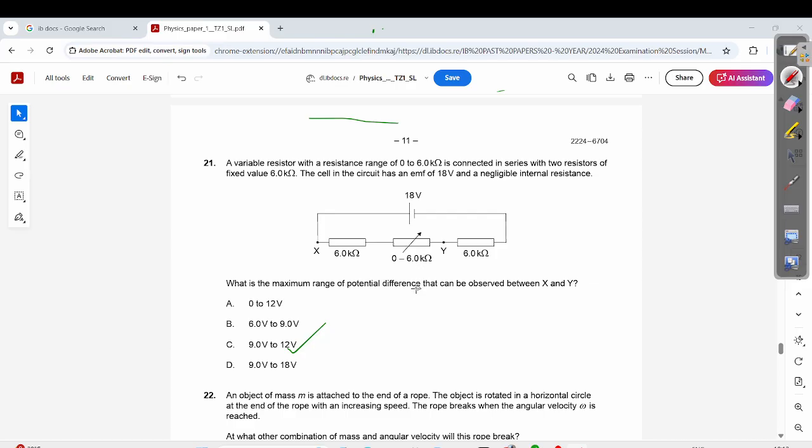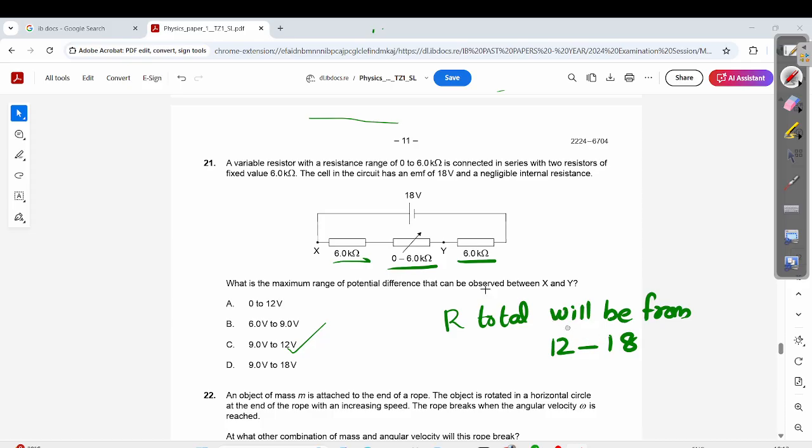So we have an 18 volt battery. The total resistance, R total, will be from 12 to 18, right? Why 12 to 18? Because these two are fixed, 6 plus 6 is 12, and this is from 0 to 6. So 6 plus 6 plus 0 is 12, and the maximum is 6 plus 6 plus 6, which is 18.